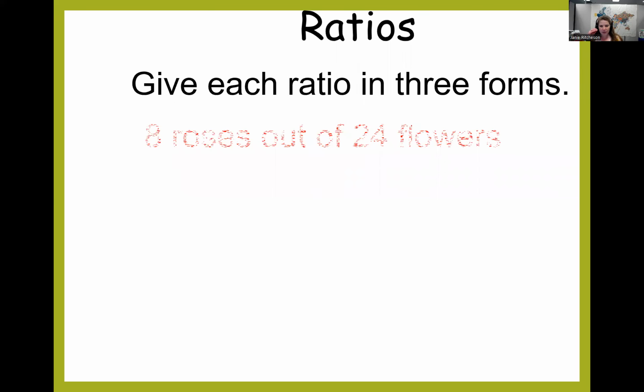Hey guys, so we're starting our last unit for this school year, and we're not going to test over it, but we are going to spend these next 2 weeks on it. So we're going to talk about ratios. So what is a ratio?